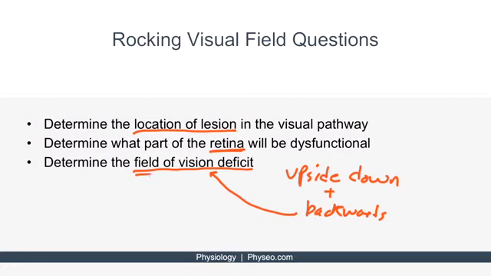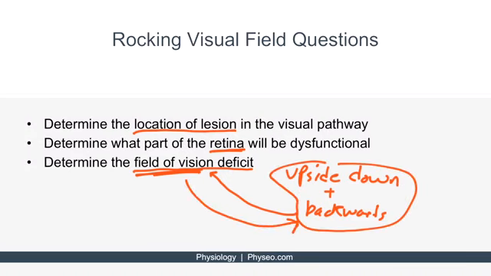So you may be given the field of vision first, then you think, okay, I need to work backwards. I need to flip that upside down and backwards, and that'll give me what part of the retina is damaged, and then from there you determine the location of the lesion. So you just need to be able to do all three of these steps in any order. So let's do an example.